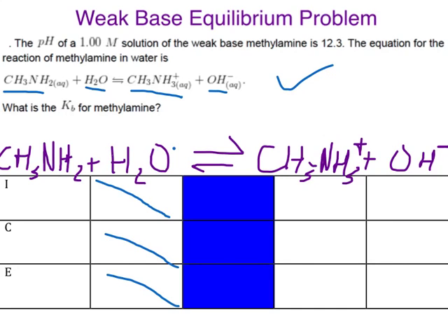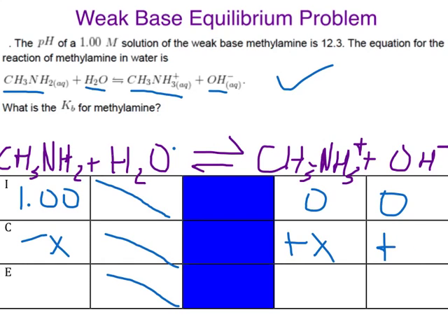The next step is to create an ICE table. And we're going to fill in some of the information from the ICE table. This is 1.00. This is 0, and this is 0. Remember, unless otherwise stated, the amount of the products at the outset of the reaction is going to be 0. The methylamine is going to lose X as it reacts with the water, and these other guys over here, the ions, are going to gain X. The value of these at equilibrium is going to be X, and this is going to be 1.00 minus X.